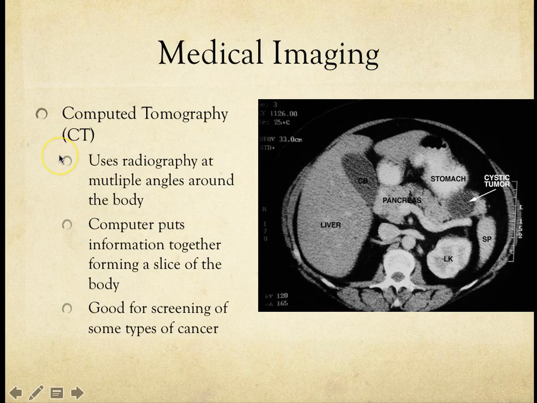A CT scan, or computed tomography scan, basically this also uses x-rays, but it's basically a sophisticated x-ray. So again, you'll take images at different angles, and then you're going to use a computer to form a slice of the body. So what's kind of nice is that it allows you to screen for types of cancer. So here is an example. So here's a cystic tumor in the pancreas of this individual that they're able to see based on this CT scan.